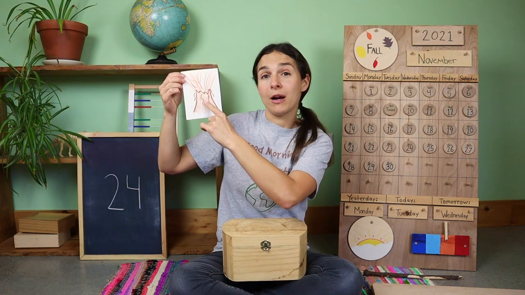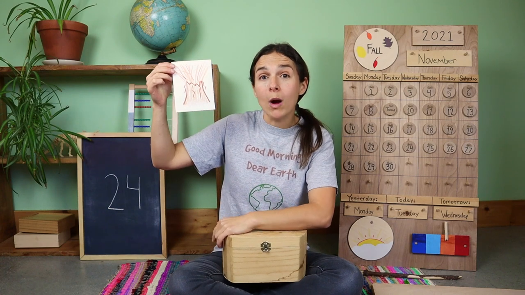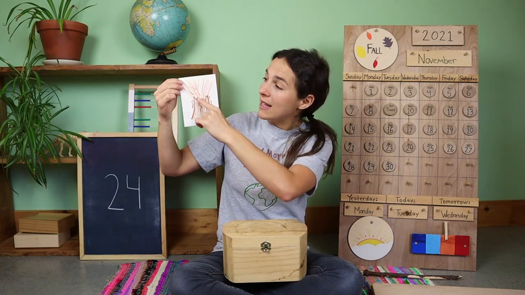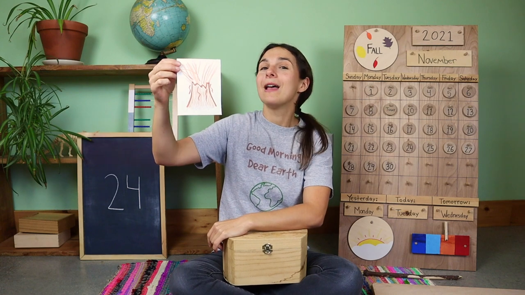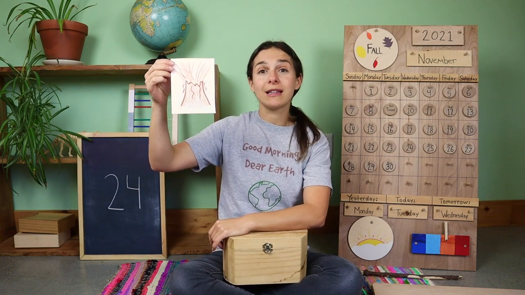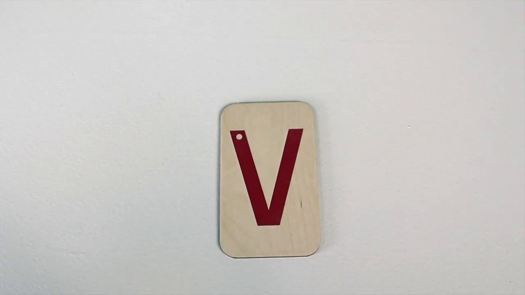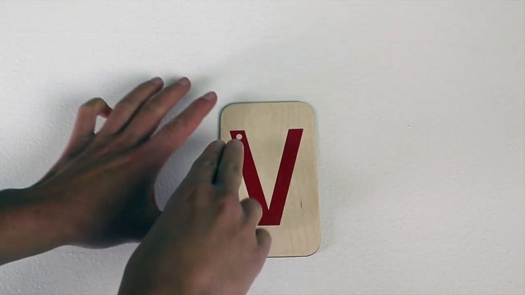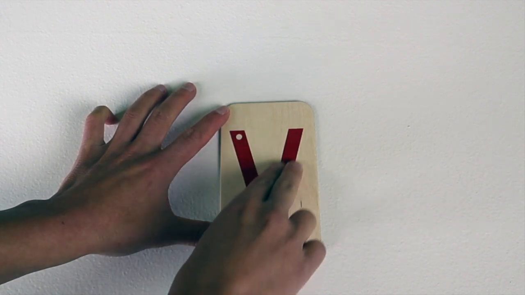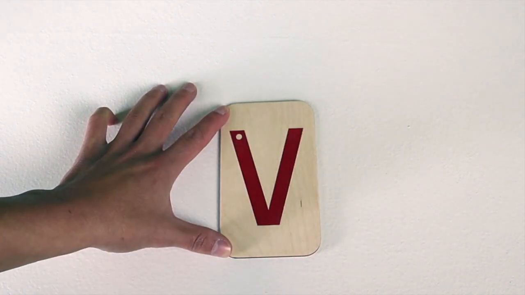So a volcano is a large mountain. Inside is magma, which is molten rock. But once the volcano erupts, the lava comes out. Volcano starts with the letter V. V. This is how you write an uppercase V. V. One more time.